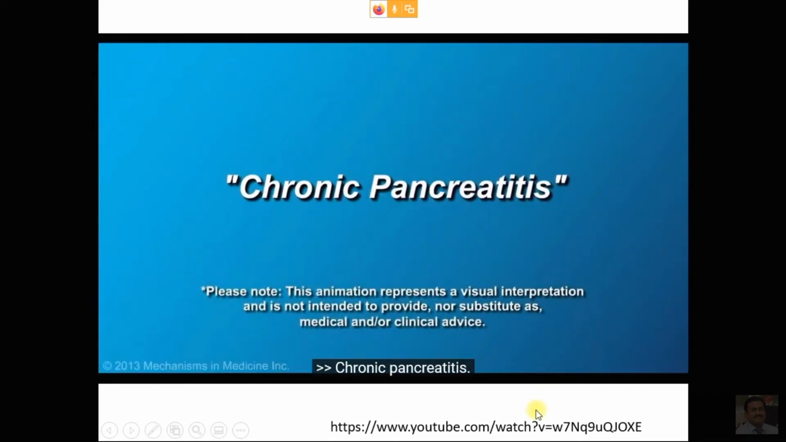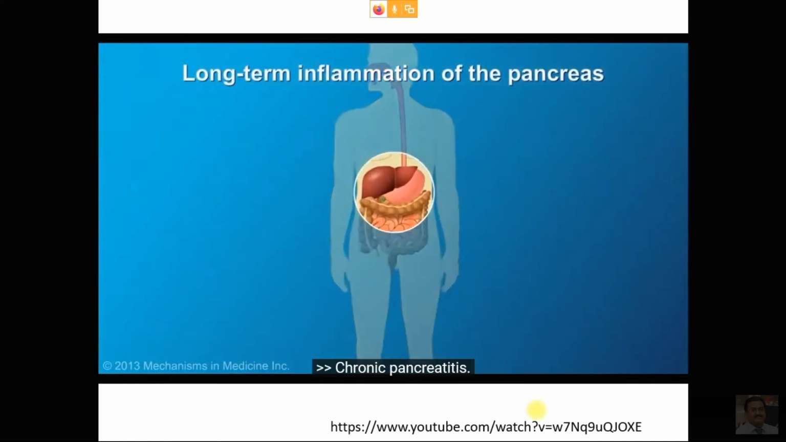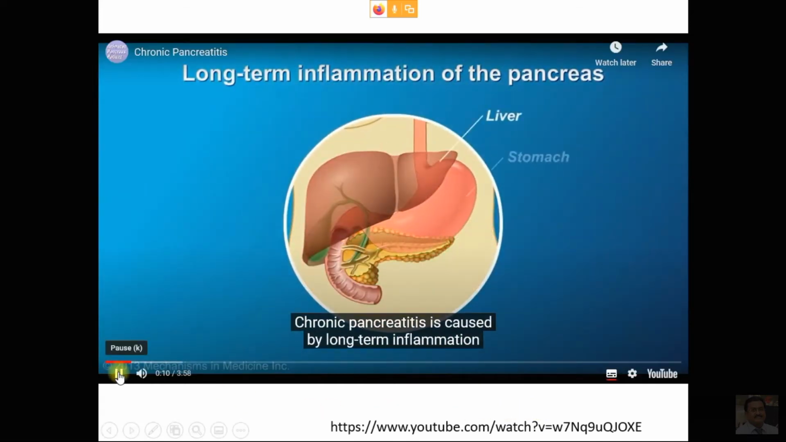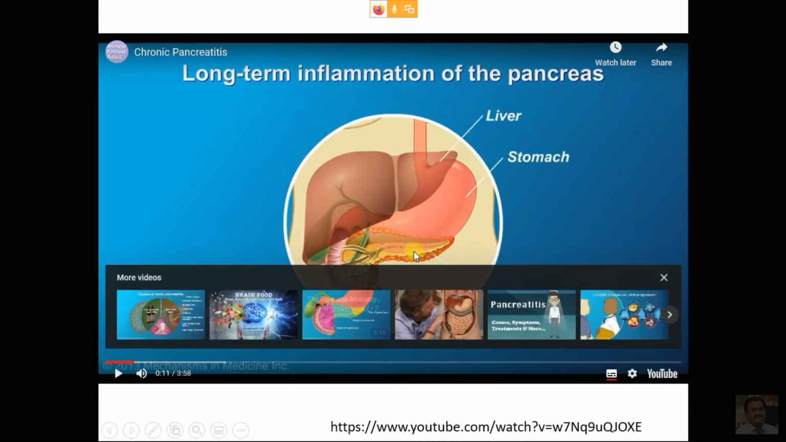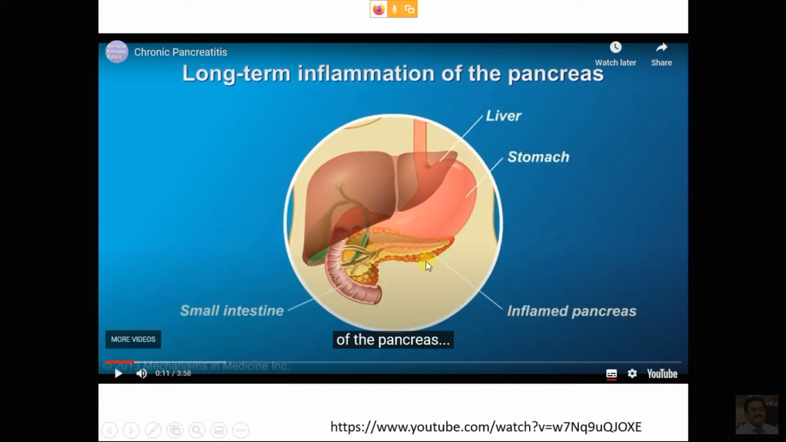Chronic pancreatitis. Chronic pancreatitis is caused by long-term inflammation of the pancreas. So this area is the pancreas, and you can see here the normal pancreas inside, and this is the inflamed pancreas. That means, due to infection or otherwise, or some inflammation due to accumulation of toxic substances, it may be enlarged to this size. This is the inflamed pancreas, and this one is the small intestine.